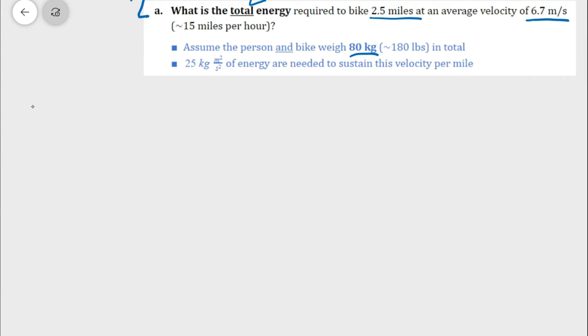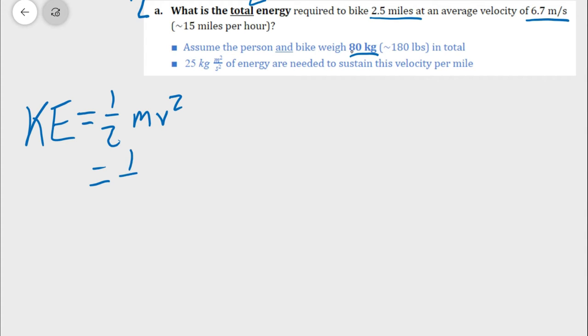So we've been looking at kinetic energy this whole time. The difference between this and the potential energy is that this requires some type of velocity. 1/2 mv squared, where m is mass, v is velocity. And what is our mass? 80 kilograms over here is what I see. So I'm going to go put 80 kilograms. Velocity is the 6.7 meters per second, right?